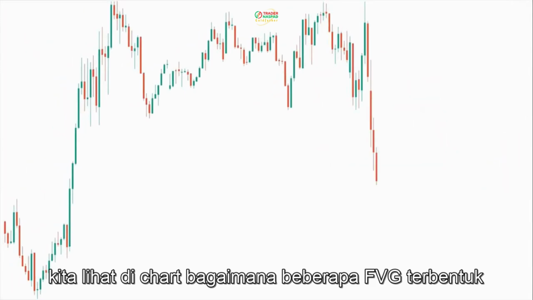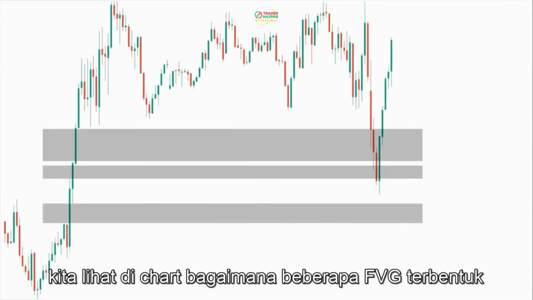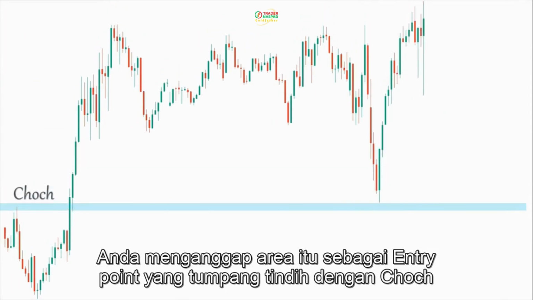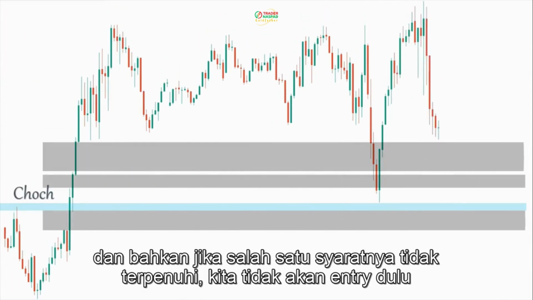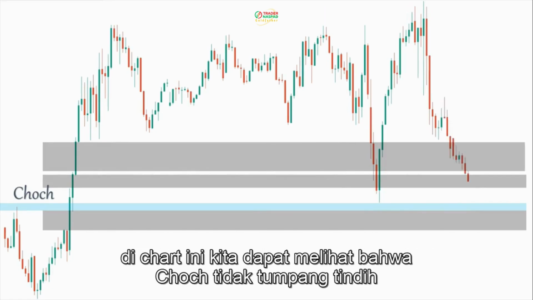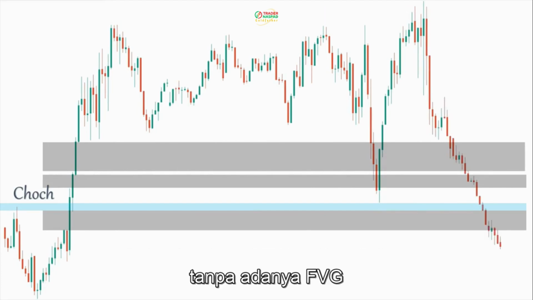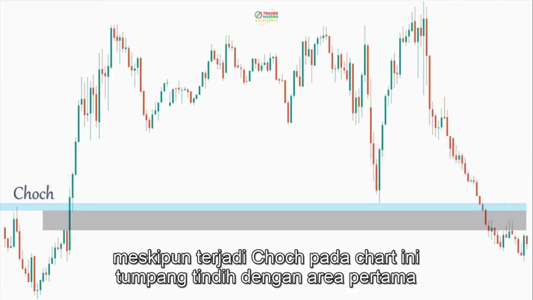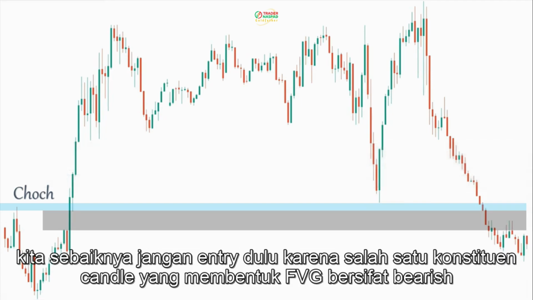In a chart where multiple fair value gaps are formed, you consider as an entry point the area that overlaps with the change of character. And even if one of the conditions is not met, we will not enter the trade. In this chart, you can see that the change of character does not overlap with any of the fair value gaps. So even if you enter the trade, it will cause you a loss. Even if the change of character on this chart overlaps with the first area, we should not enter the trade because one of the constituent candles that formed a fair value gap was bearish.